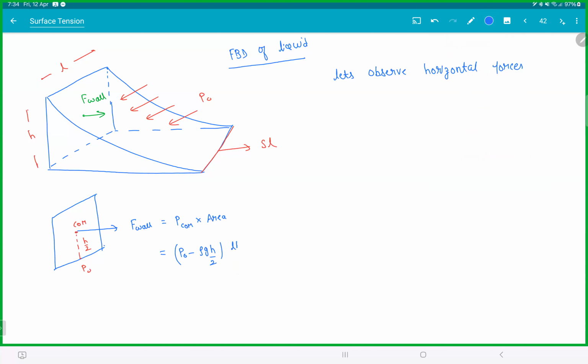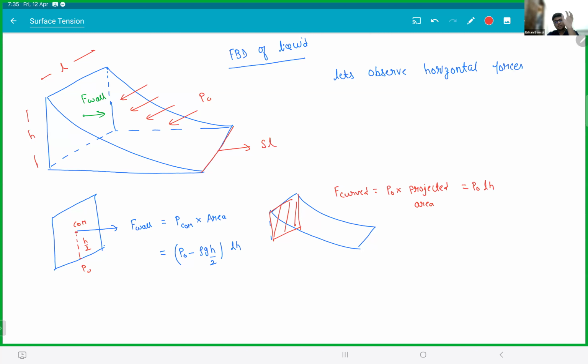And what is the area? L into h, the projected area. And what is the force on that curve? The atmosphere is pushing this way. The projected area will be this. So the force on that curved surface is atmospheric pressure P naught into projected area. For this curve, what is the projected area? Horizontal projection. That's a rectangle, right?